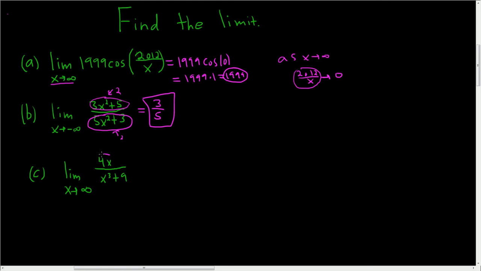Here we have a rational function. Here the degree is 1. Here the degree is 3. So the degree is bigger on the bottom, so the answer is 0. And that's it.